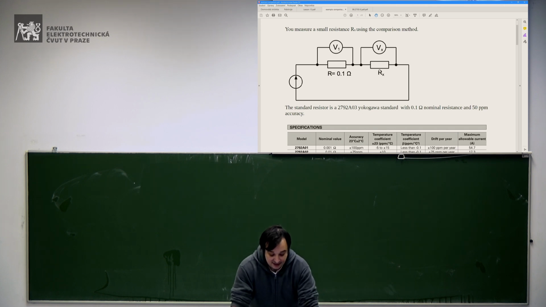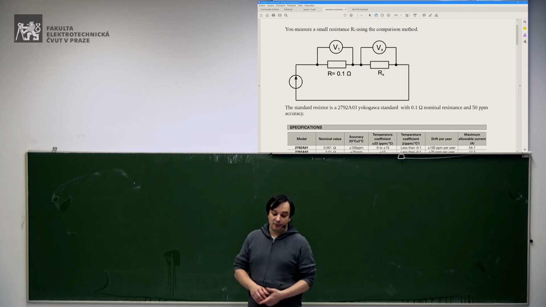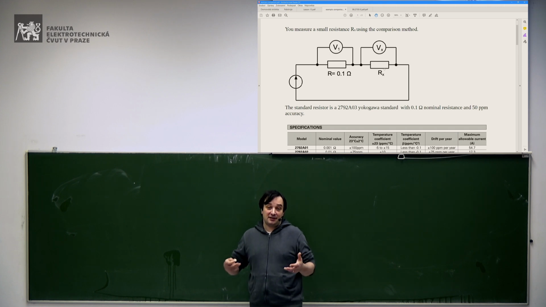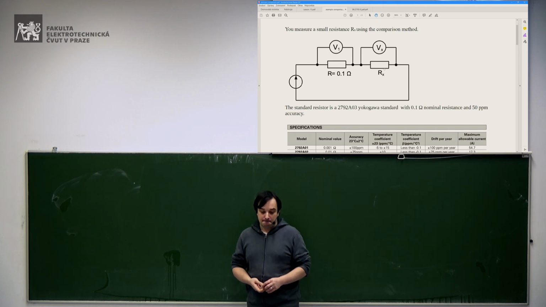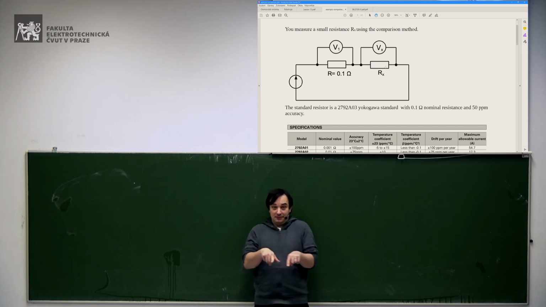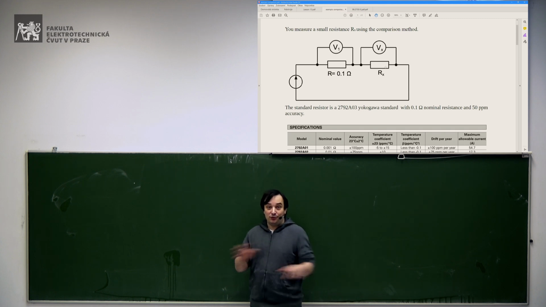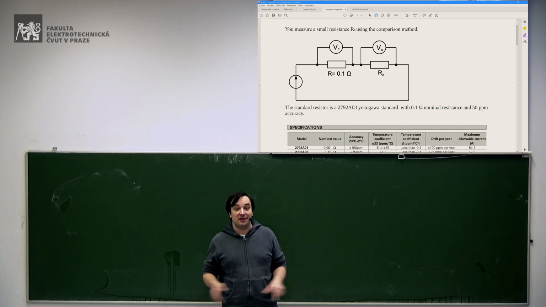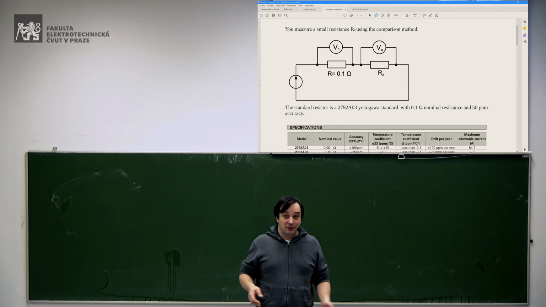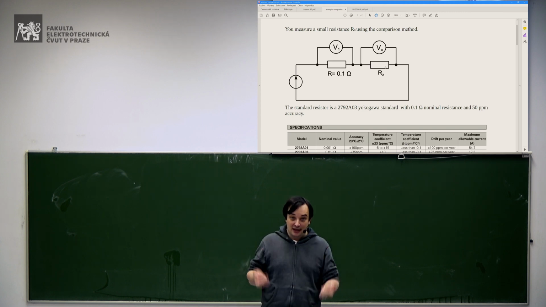So if, for instance, the resistance here is half of the standard, the voltage will be half of the voltage on the standard, and vice versa. If the resistance that you want to measure, Rx, is twice the standard, you will get on that resistor twice the voltage, okay? Now, the advantage is that you don't have to measure the current. So why we use this method is that you don't care about the current. If you don't know the current, it's just fine. You don't need to know it precisely. So you get rid of the problem of measuring a large current.